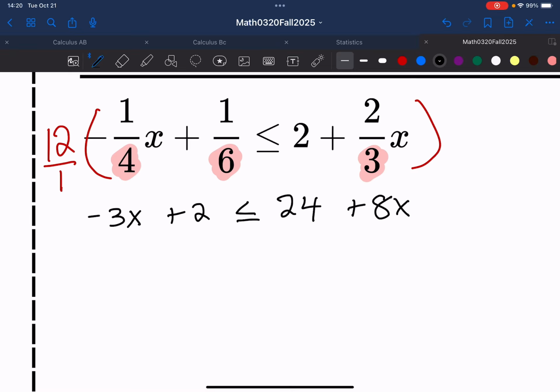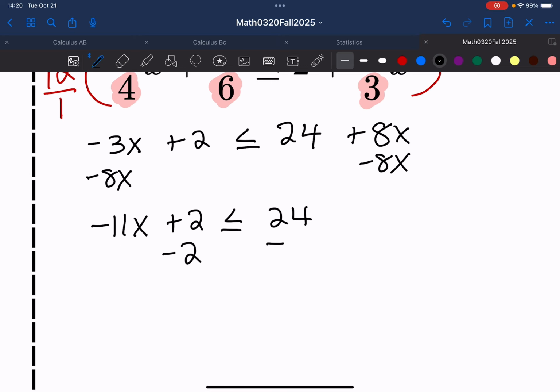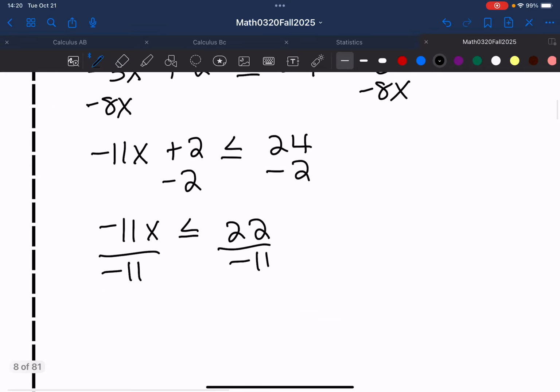So now all I have to do is move my numbers to one side and my x's to the other. So I'm going to subtract 8x, and I get a negative 11x plus 2 is less than or equal to 24. Then I'm going to minus 2 over, and I get negative 11x is less than or equal to 22. And then I'm going to divide both sides by negative 11, which means since I'm dividing by a negative, my sign is going to flip. So I'm left with x is greater than or equal to negative 2.